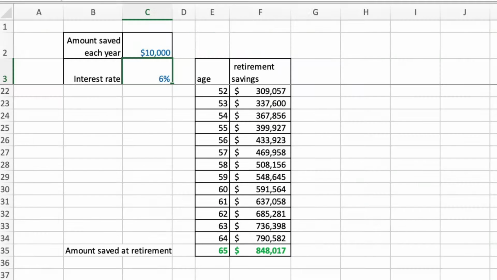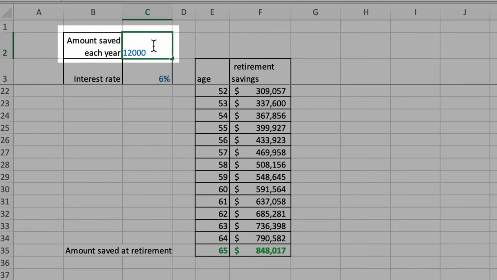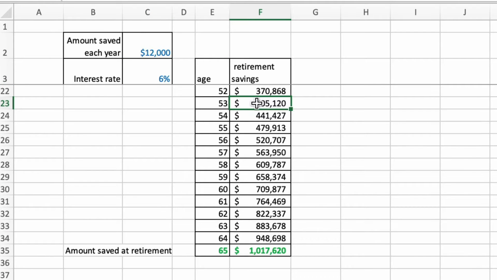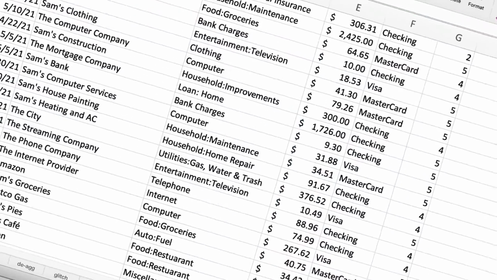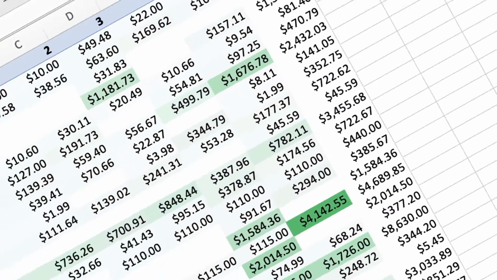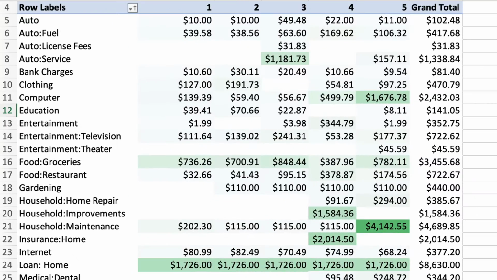What I like about Excel is it's so flexible, you can explore it and really understand what's going on with your problem. At the end of this course, you will be able to take any mess of data, pull it together into a nice form so you understand it, and analyze it so the insights fall right out of it.